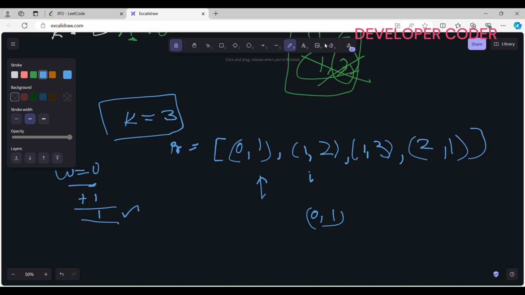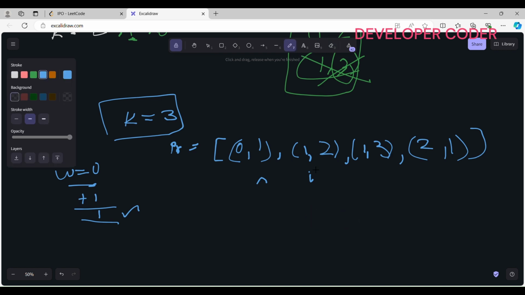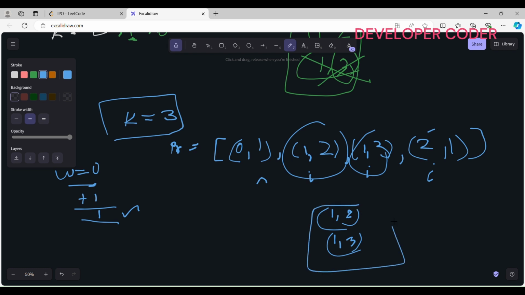So now after that, with this one capital, can I select this project 1 comma 2? Right, I can select this 1 comma 2. Now my I moves further. Can I select this project 1 comma 3? Yes, I can select this 1 3. Now my I moves further. Can I select this 2 1? No, because my W is 1, and here the capital value is 2. I can't select it. So out of these two, I can select only the max one, right?